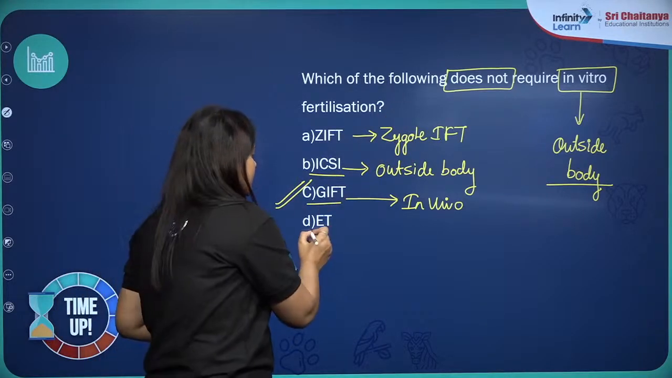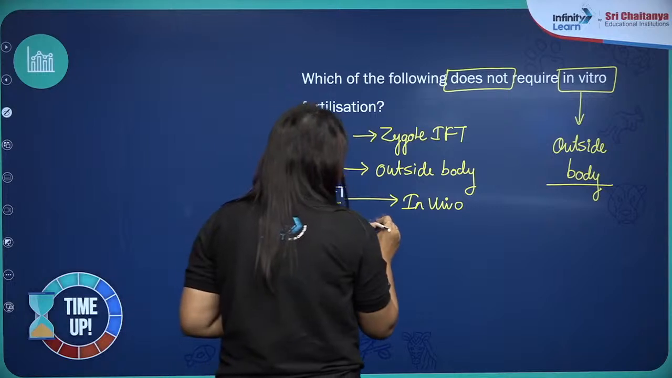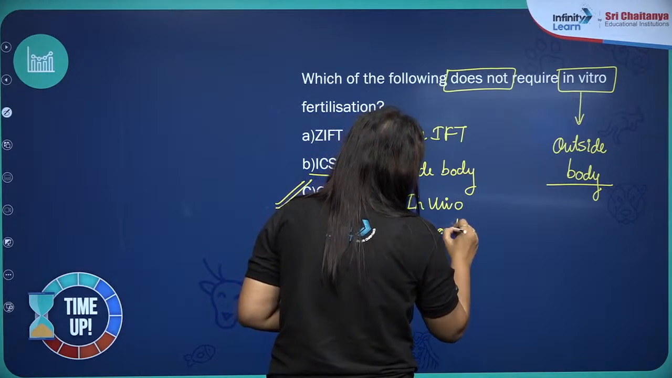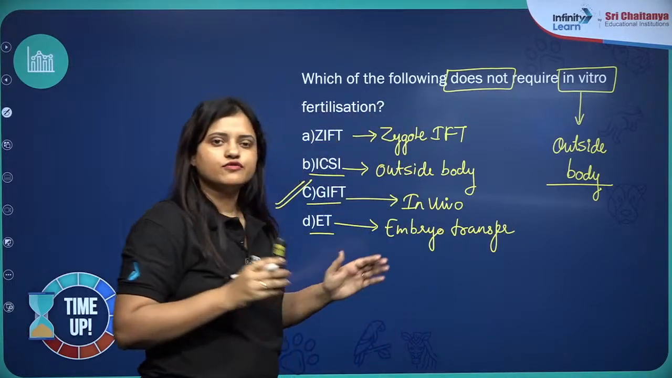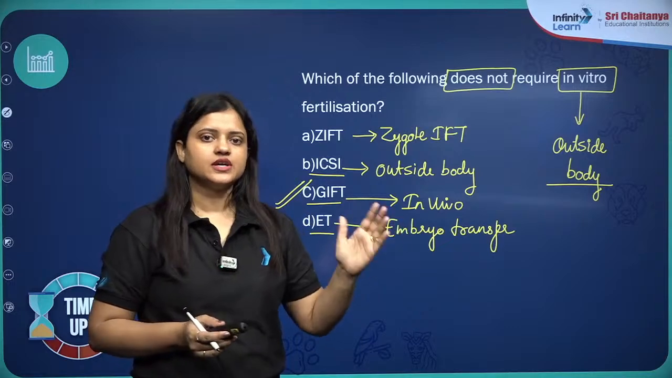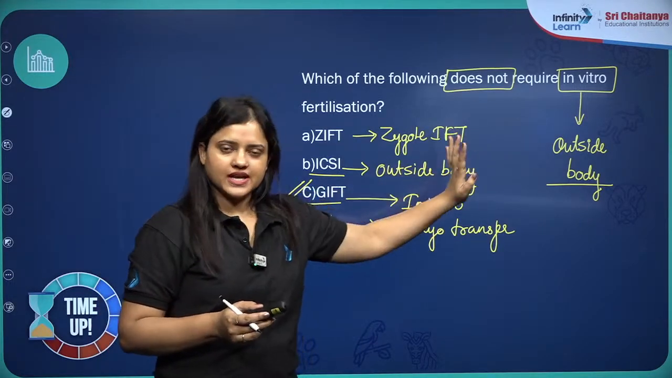Then what is ET? It is embryo transfer. If we are doing embryo transfer, definitely there will be fertilization outside the body. We are making the embryo and then transferring it, right? So this is also in vitro fertilization.